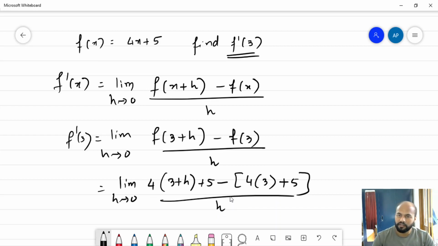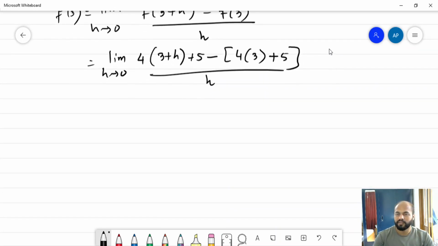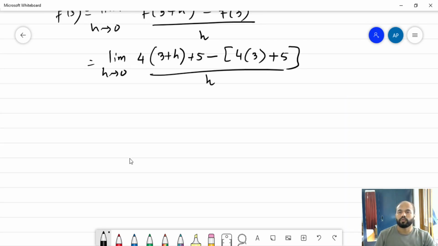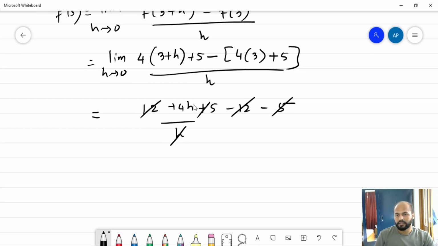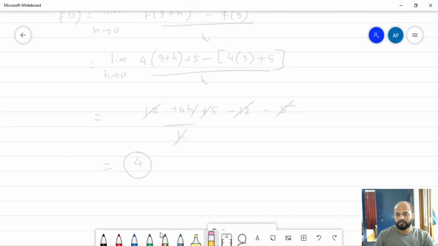So finally when we substitute this and simplify, what we are going to be left with is 12 plus 4h plus 5 minus 12 minus 5. So 12 and minus 12 go, 5 and minus 5 go. What we get is this. h and h will go, and ultimately what we are left with is 4. So that is the derivative of the function at x equals to 3. Let's take some more examples.